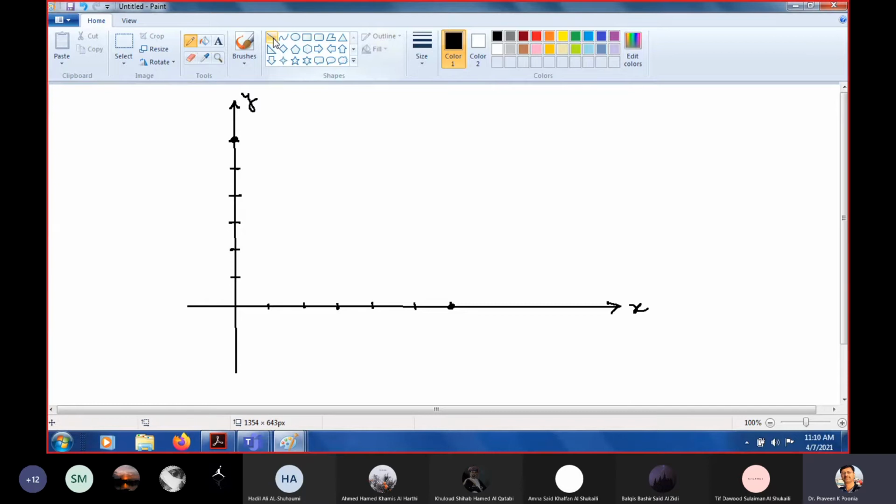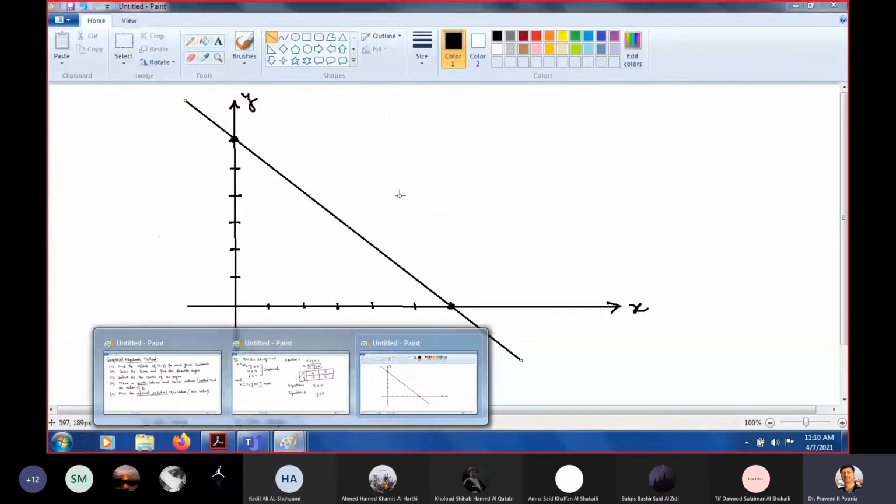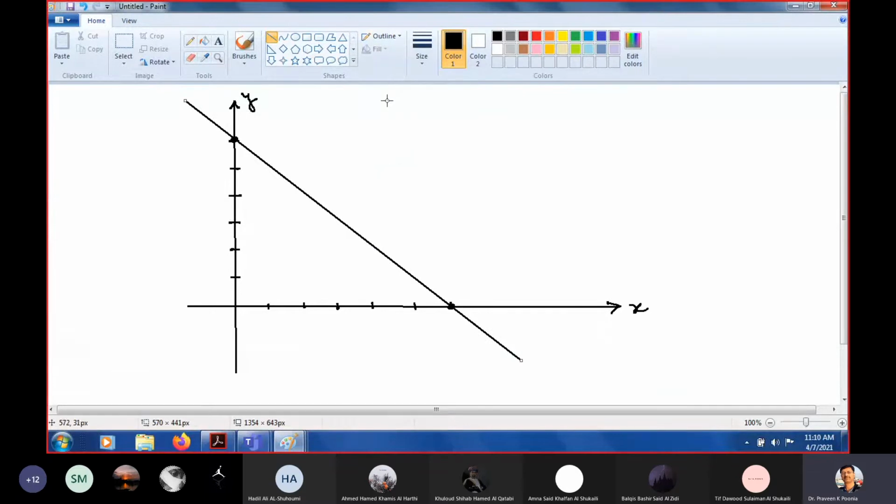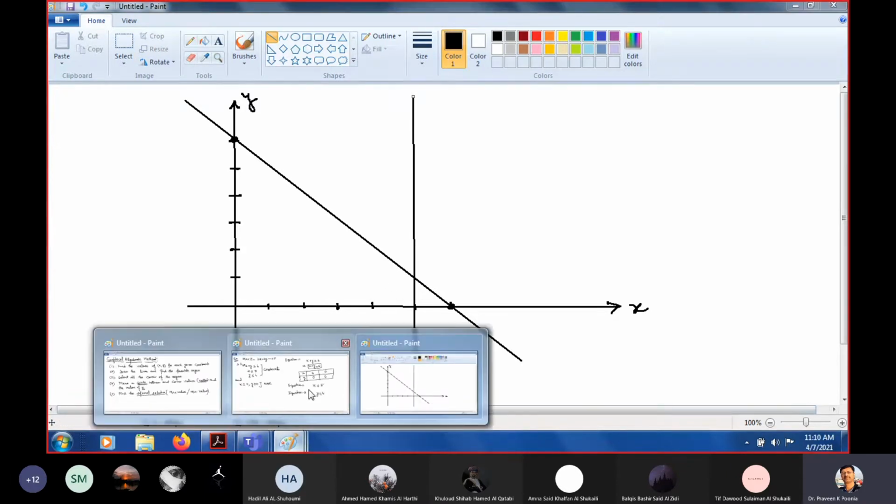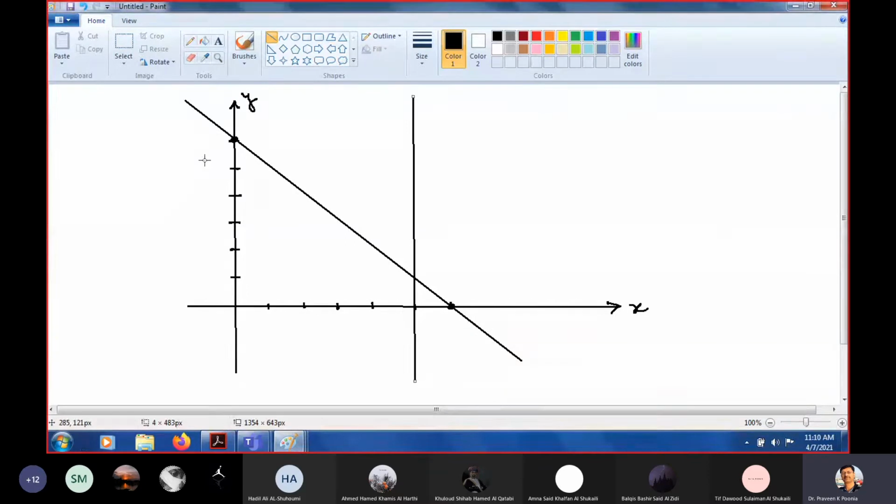Now let us join it with a line. This is equation number 1. What is equation number 2? X less than or equal to 5. X is equal to 5. This will be the line parallel to the y-axis. Yes, x is equal to 5 and less than. Correct? And y less than 4 means it will be 1, 2, 3, 4. It will be here.